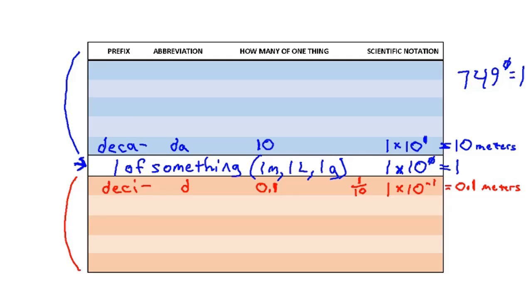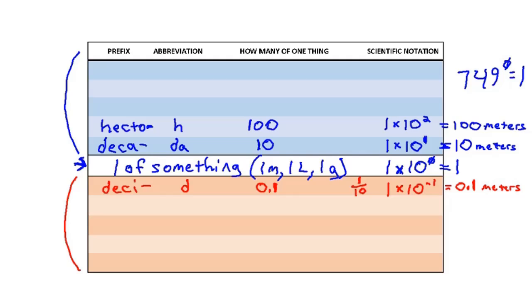Our next one, going up in the bigs, is called Hecto, like Hector. And that's just a lowercase h, and that means 100 of something. So if we have a hectometer, we have 100 meters. And the scientific notation for that is going to be 1 times 10 to the 2nd power, because that equals 100. So that's going to be 100 meters if we have 1 hectometer.